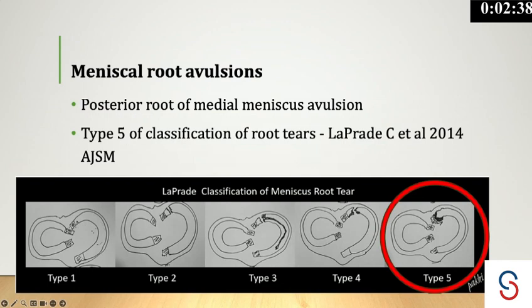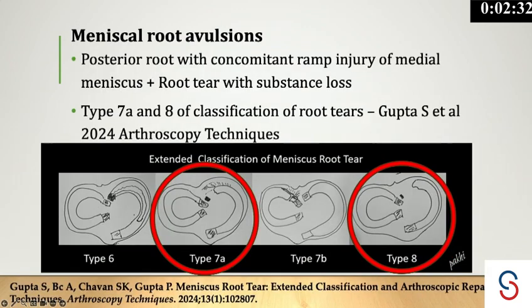Posterior root avulsion of the medial meniscus falls under type 5 of the classification of LaPrade et al. Root avulsion with concomitant ramp injury has been classified by Dr. Sheetal Gupta recently as type 7A, and loss of substance of the root injury as type 8, in a recent new extension of the classification of root injuries. And these two components are present in our case.